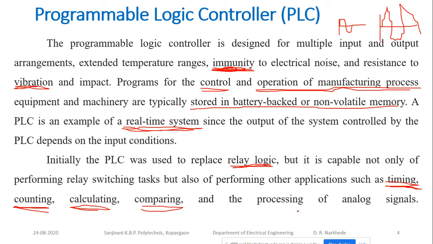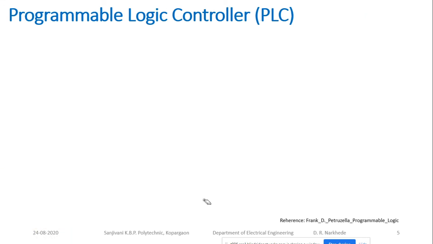If you use the timer block, it will provide the time delay. If you use the counter block, it will provide the counting. There is an on delay timer, an off delay timer, an up counter and a down counter. For calculations we use various mathematical tools such as addition, subtraction, multiplication and division. For comparing we use operators such as greater than, less than, equal to, not equal to. And it is quite difficult to process an analog signal with relay logic, but with the help of a PLC the processing of analog signals is very simple. So these are some of the things which can be done with the help of a PLC.